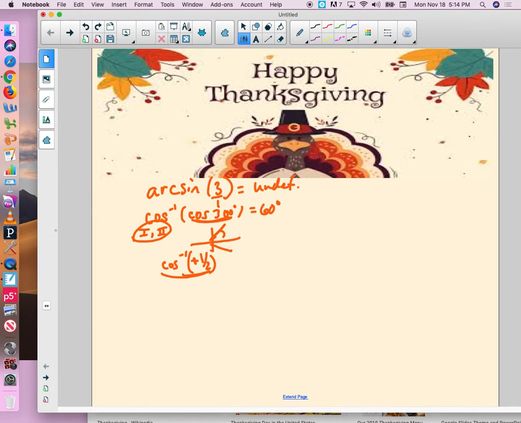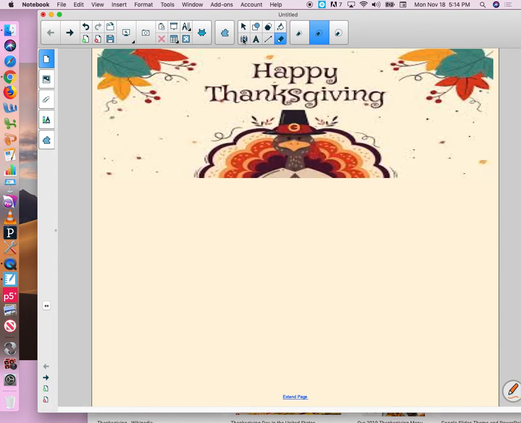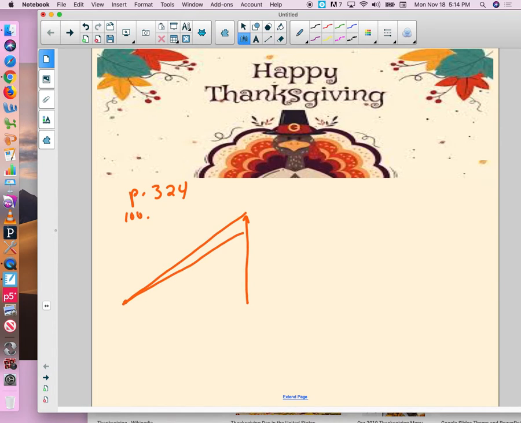All right, moving on to your application problems though. On your application problems, you had one on page 324 about photography, I think, number 100. Number 100: a television camera at ground level is filming the liftoff of a space shuttle. So you have a television camera filming the liftoff of a space shuttle.